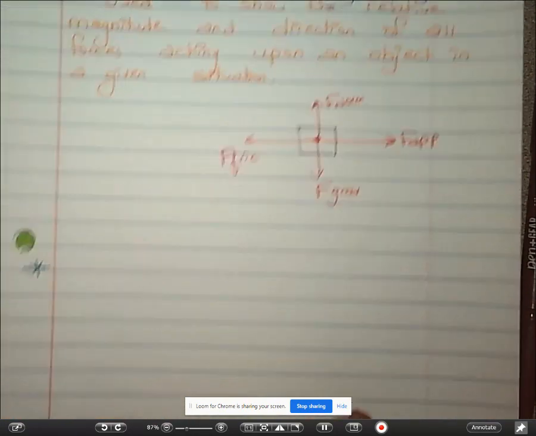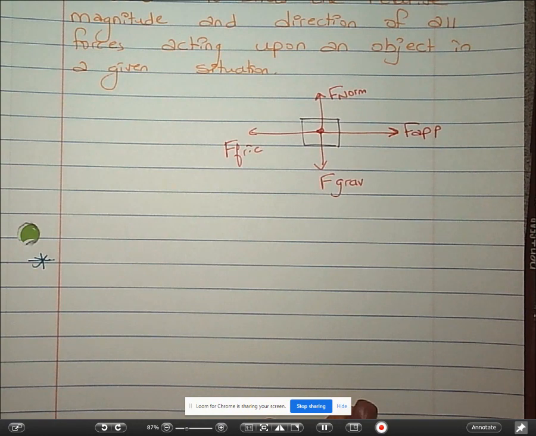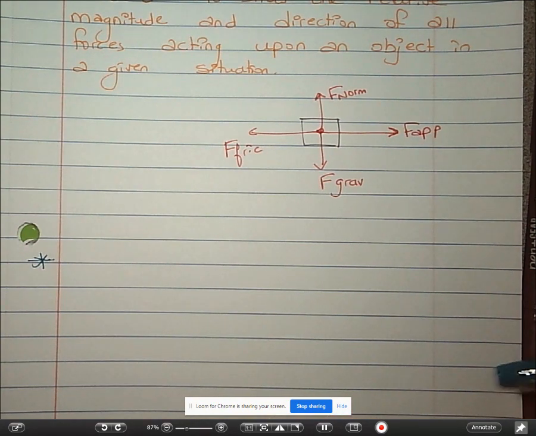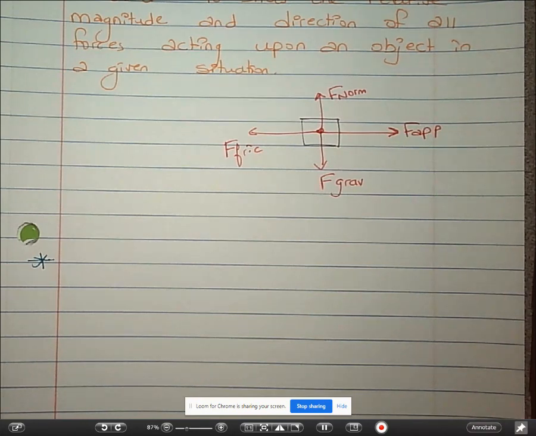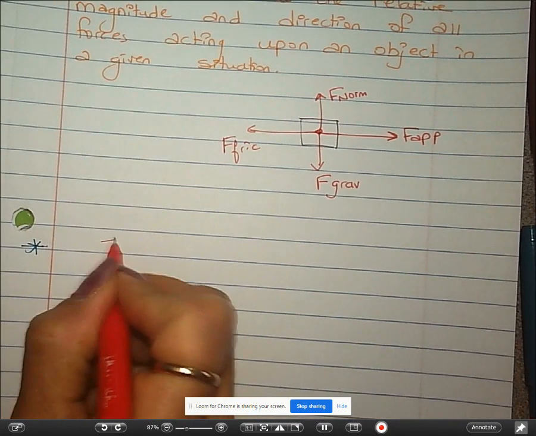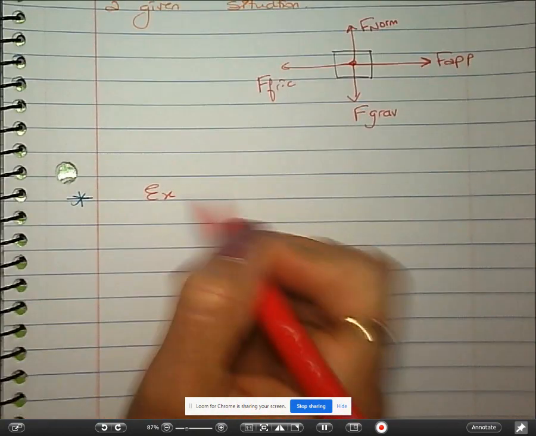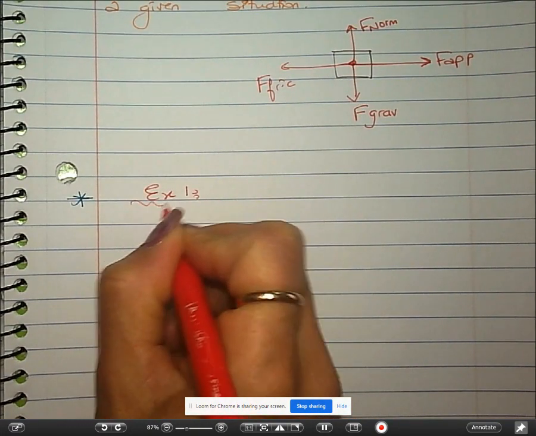Let's do a few examples, and we're going to apply the method. Let's see how the free body diagram will be applied to this. So let's do example 1.